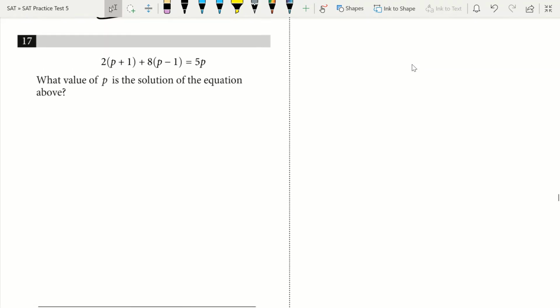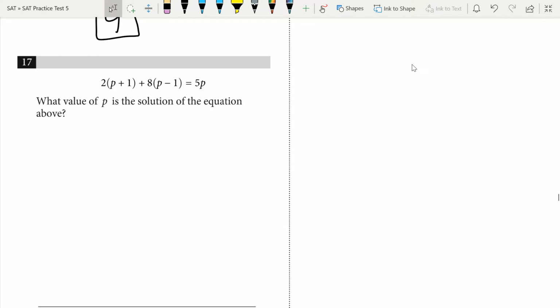Question 17, what value of p is the solution to the equation above? Well, we're going to get 2p plus 2, and then plus 8p minus 8. Well, 2p plus 8p gives me 10p, and then I have 2 minus 8, which gives me minus 6 equals 5p.